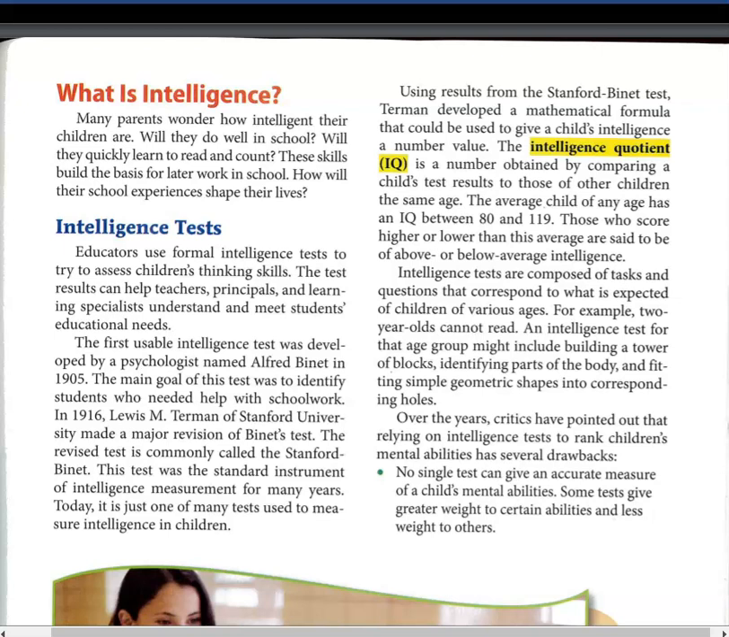Under 80, we have some learning disabilities that typically are the cause of that. Sometimes it's environmental as well. And then 120 and over, you start talking about gifted and genius and things like that, right? Typically, the intelligence tests are composed of tasks and questions, again based on what we expect that child to know at that age.